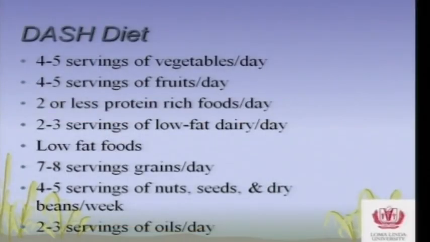Okay, so those serving sizes that we were talking about, if you wanted to use the DASH diet, the Dietary Approaches to Stop Hypertension, these are the recommended amounts of vegetables, fruits, and protein. Here in the DASH diet, they encourage 4 to 5 servings of vegetables per day and 4 to 5 servings of fruits per day.